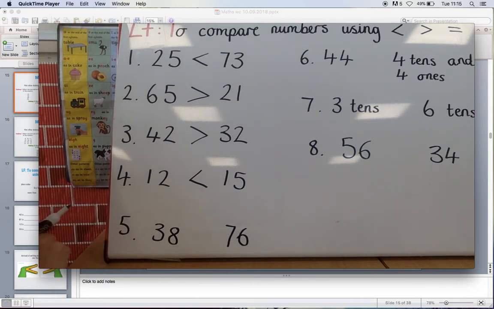Number 5, 38 and 76. Which is the greater number? 76.